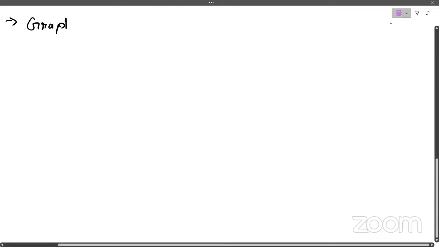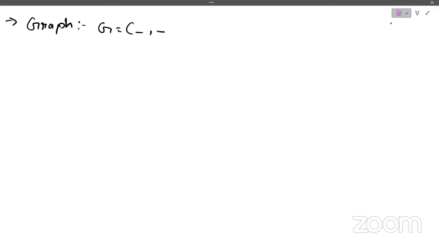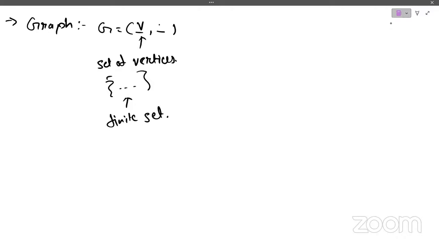So first we'll define what we mean by a graph. A graph G is nothing but a tuple consisting of two things. The first thing is a set of vertices. It's just a set. You can take any set: a set of numbers, a set of people, a set of students, anything. But here we take a finite set. And the other set is the set of edges.